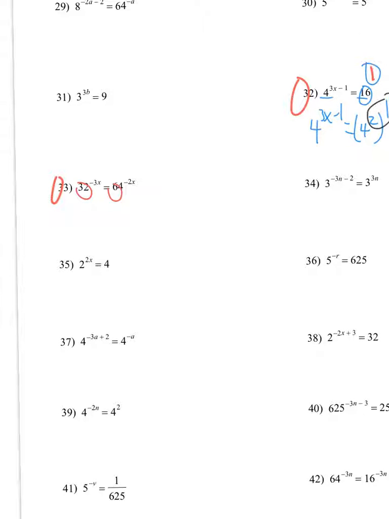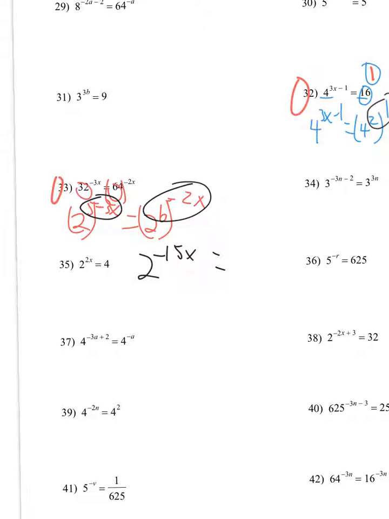You kind of got to recognize, so I could write this as 2 to the 5th, and then that's to the negative 3x power, and I could write 64 as 2 to the 6th, that's going to go inside parentheses, and then I have negative 2x power. Now you have a power to a power, so you're going to multiply exponents. So 5 times negative 3x is 2 to the negative 15x. And here I've got 6 to an outside power of negative 2x, so that's 2 to the negative 12x.